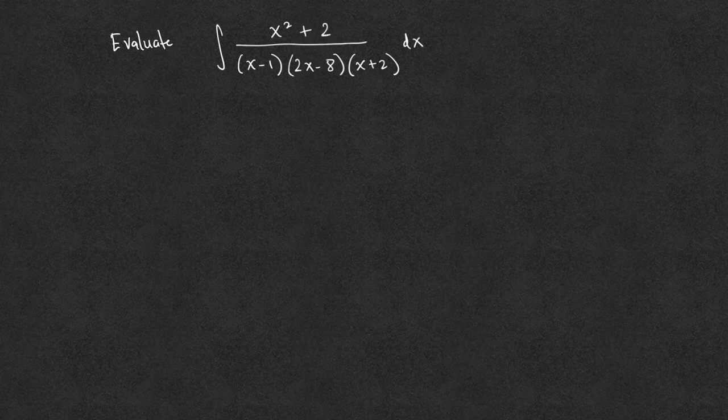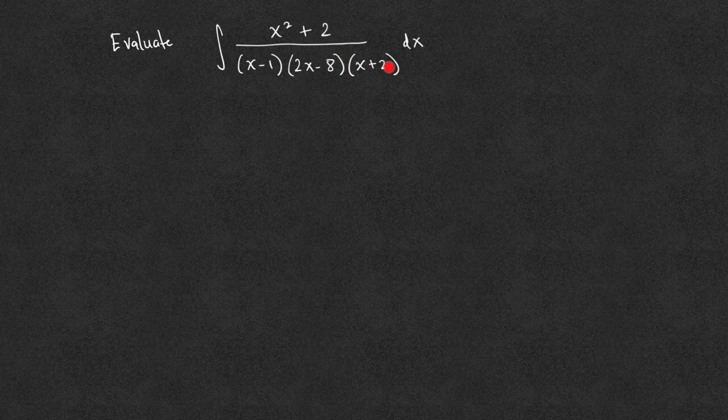Evaluate the integral of (x squared plus 2) over (x minus 1)(2x minus 8)(x plus 2) dx. First, we observe that the integrand is a rational expression. The degree in the denominator is 3 after we distribute the factors, and the degree in the numerator is 2. Since the degree in the numerator is less than the degree in the denominator, this rational expression is proper.